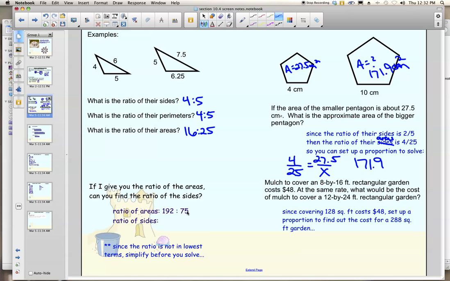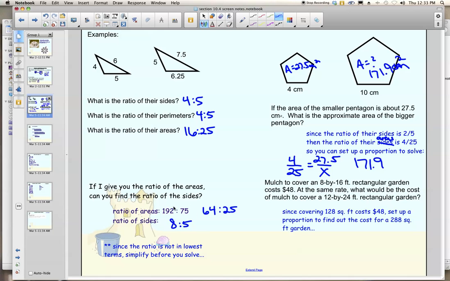However, 192 over 75 is not in simplest form. Both of these are divisible by 3. If I put this into simplest form, that gives me 64 over 25. Now when I go to take the square root of them, the ratio becomes much easier. The square root of 64 is 8. The square root of 25 is 5. So the ratio of their sides would be 8 to 5.